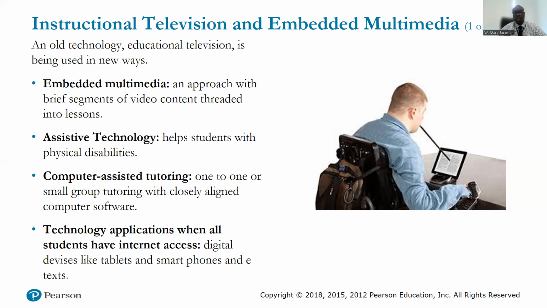Assistive technology, like the guy you see in the picture here, can be used where students have certain physical disabilities or challenges, and they have different devices and mechanisms that they can use to assist them. The guy is using a stylus, using his mouth to read or to write. Computer-assisted tutoring, one-on-one, or small group tutoring, with closely aligned computer software. So technology applications where all students can access and do exams online, use their devices, tune into classes, read text, etc.